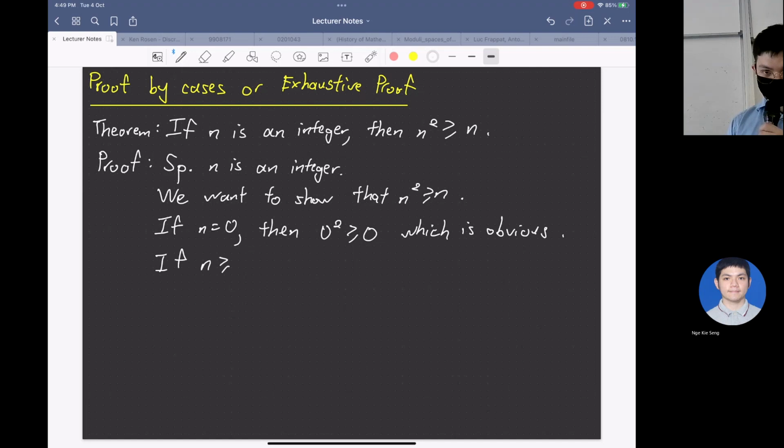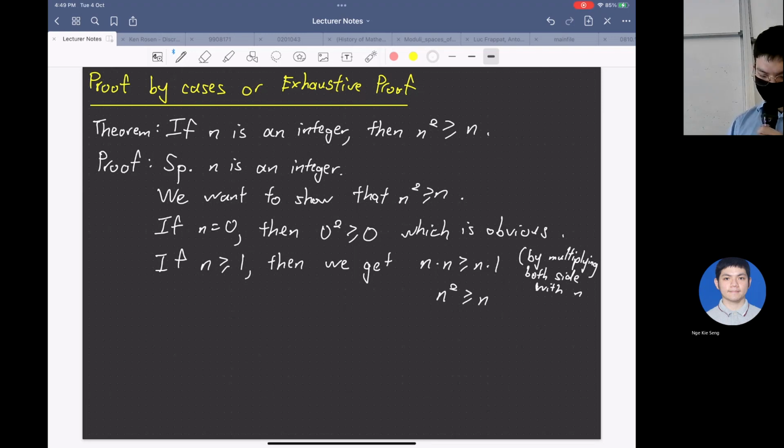If n is greater than or equal to 1, then what do we get? Yes, then we can multiply both sides by n, right? By multiplying both sides with n, we get n squared greater than or equal to n, as desired.